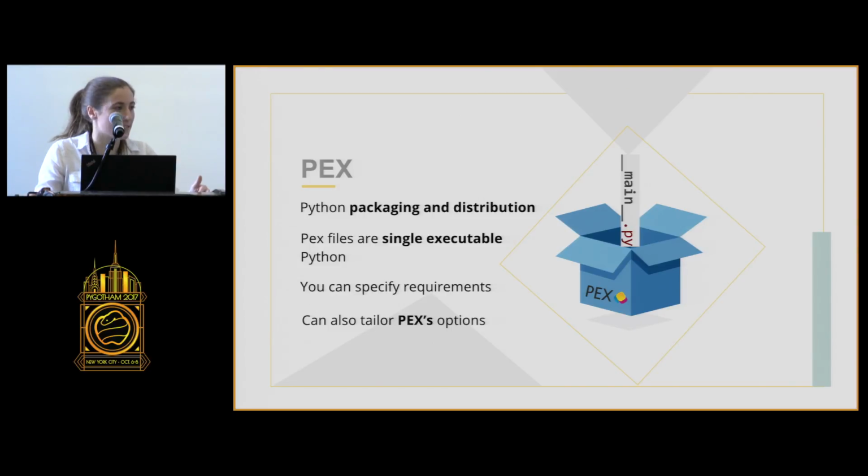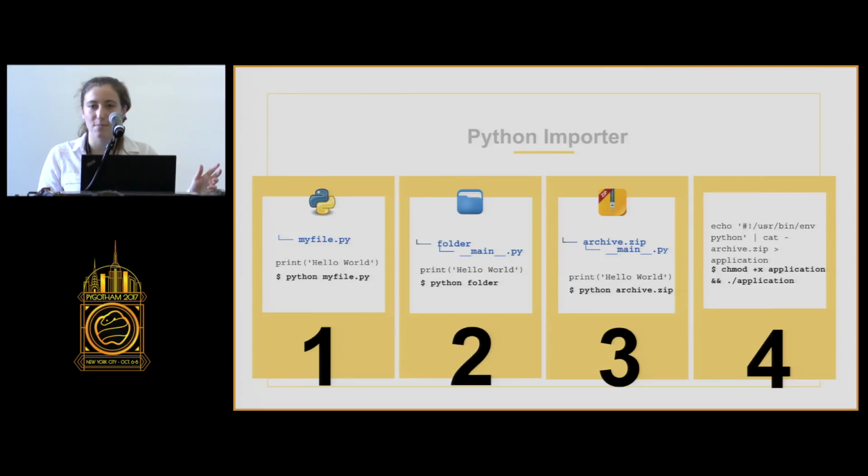You can use it for so many things. It has a lot of additional functionality. But big picture, it's a utility created by Twitter. It's now open source, and it's used for packaging and distributing Python software as single executables. So when you hear the phrase pex file, it's basically a single executable Python software or module. You can specify and tailor a lot of things, but under the hood, a pex file isn't anything special. It's actually just a zip archive.